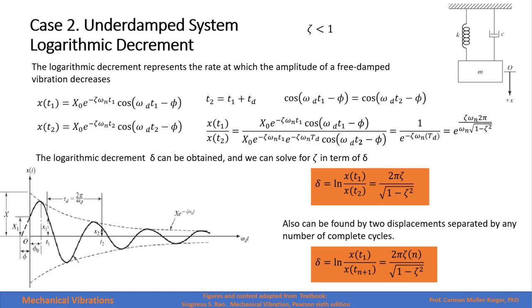Once we know the logarithmic decrement, we can find the damping ratio zeta. The logarithmic decrement is very useful to find the damping of a system when we have the experimental response of the system. We will measure 2 consecutive or 2 non-consecutive amplitudes, and then we can, with this equation right here, find the logarithmic decrement, and we can solve for zeta and find the damping ratio.